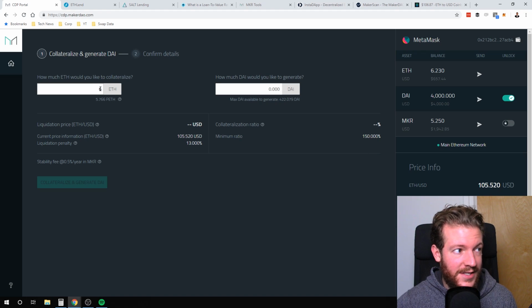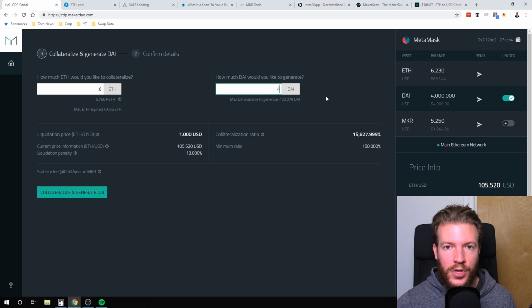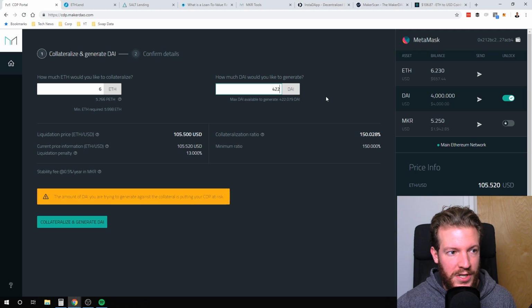I'm going to collateralize 6 ETH. What happens when I do that? Well, I can generate a maximum of 422 DAI. That is $422. If you go to CoinMarketCap right now, DAI is sitting anywhere from probably 99 cents to $1.02. So if I click on this and I want to generate that maximum of 422 DAI, I can do that, but there's a problem with that: the collateralization ratio.